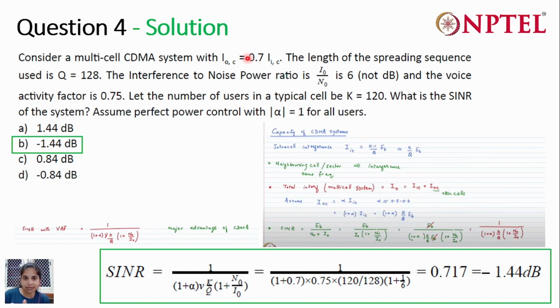This alpha defines the ratio between the interference caused by the neighboring cells and the interference within the cell. That is this alpha, which is this 0.7. So after getting the formula, just substitute all the variables that are given, and then you can get the answer.